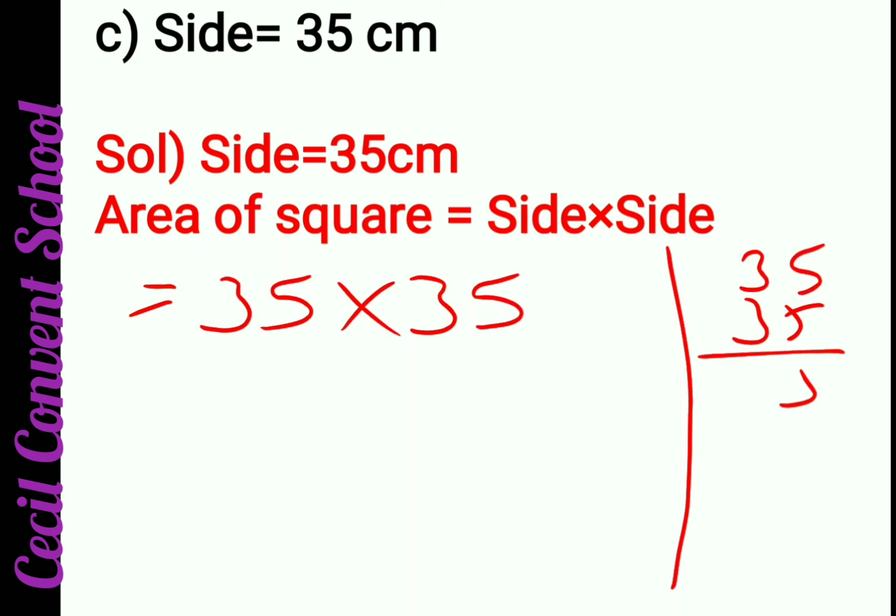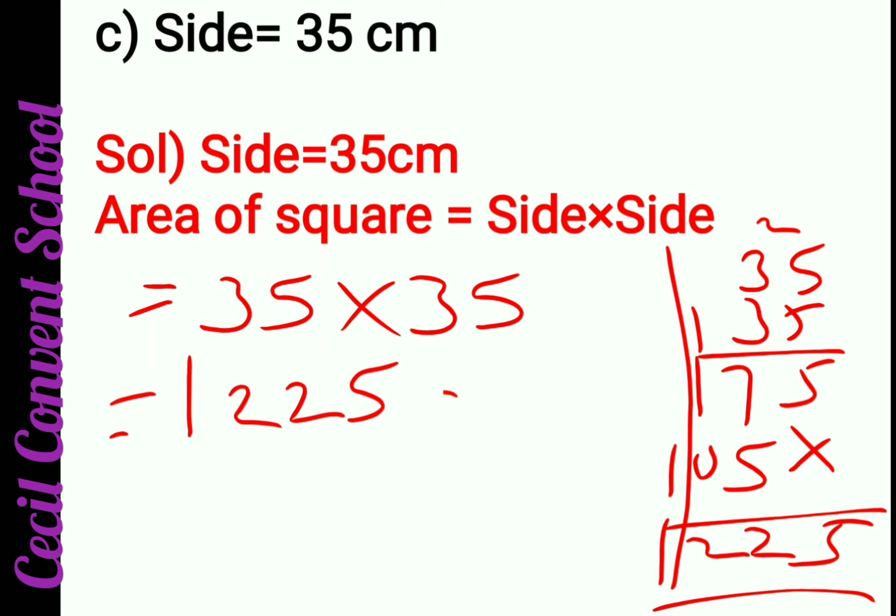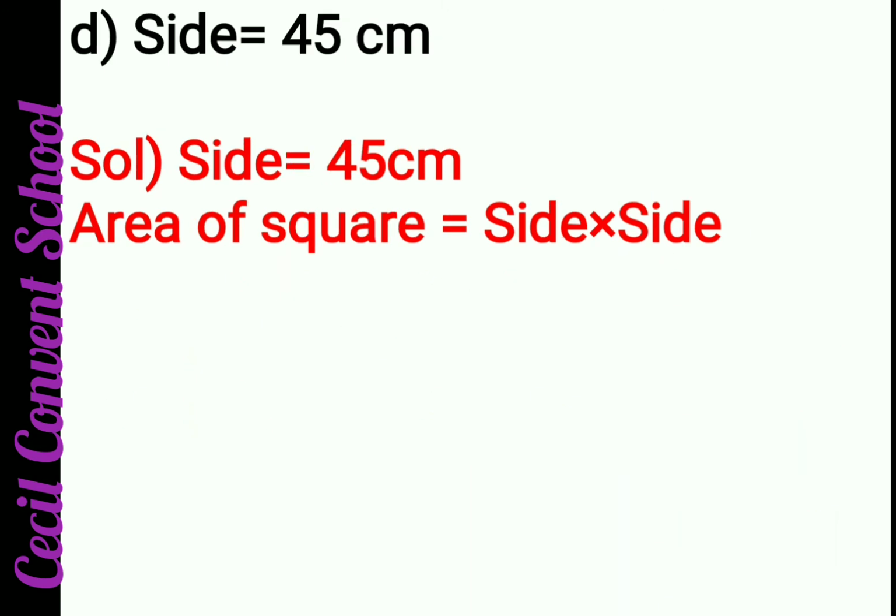5 5s are 25. 5 3s are 15, 17. Then 3 5s are 15. So the answer comes 5, 7, 5, 12. So your answer will be 1225. 1225 centimeter square. Clear? This is the C part of question number 3 and you have to do like this manner in your copy. Clear? Now we do D part.